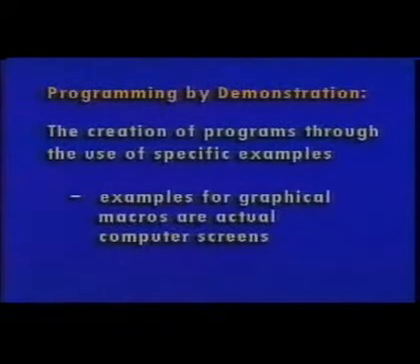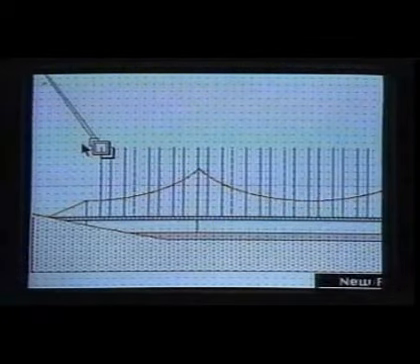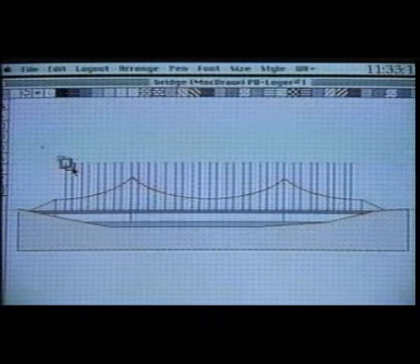Another important user interface technique is programming by demonstration, the creation of programs through the use of specific examples. For graphical macros, these specific examples are the contents of actual computer screens. Without context, the selected pattern is simply a number of black and white dots. But by using programming by demonstration, the user can see the pattern's meaning in the context of the computer's graphical user interface. Part of what gives a pattern meaning is its location.